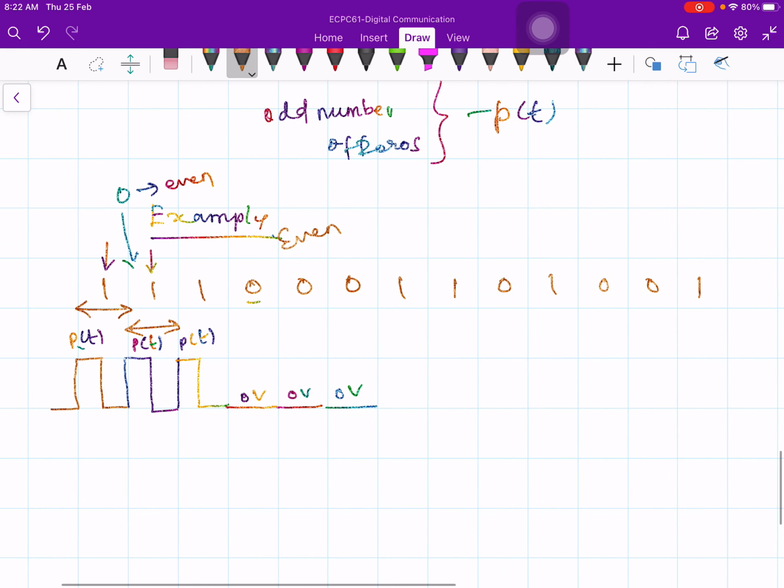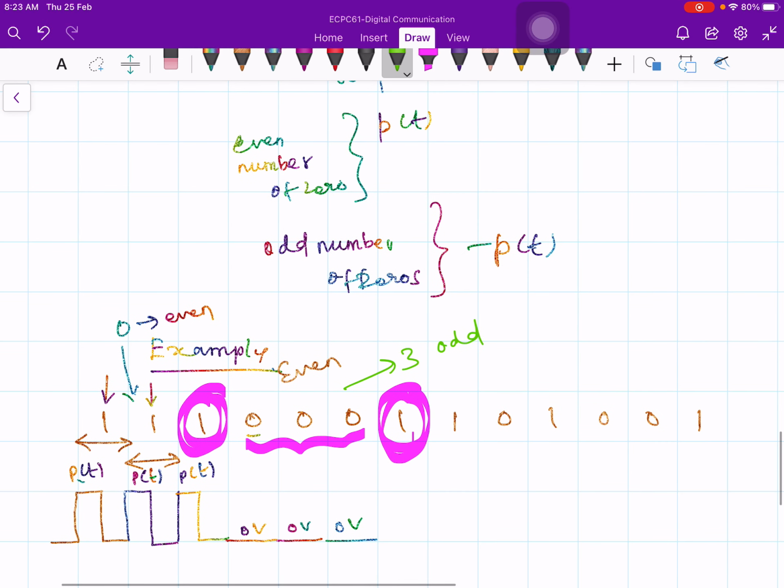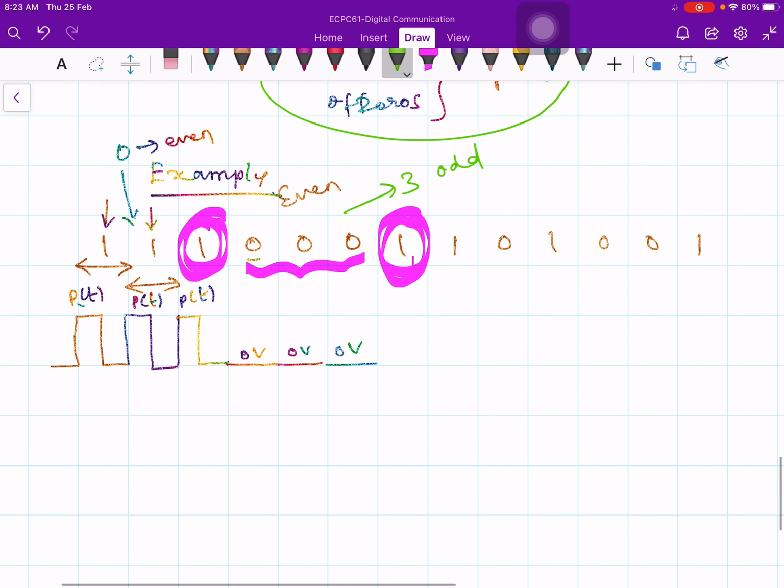Now this is the previously transmitted one, and this is going to be my current one now. In the current digit and the previously transmitted digit, in between, how many zeros are there? There are 3 zeros. So this 3 is an even number, right? Sorry, odd number. If it is odd number, then you have to change to minus P of t. That's what we said. For odd number of zeros, transmit minus P of t. Therefore, here you transmit minus P of t, right?